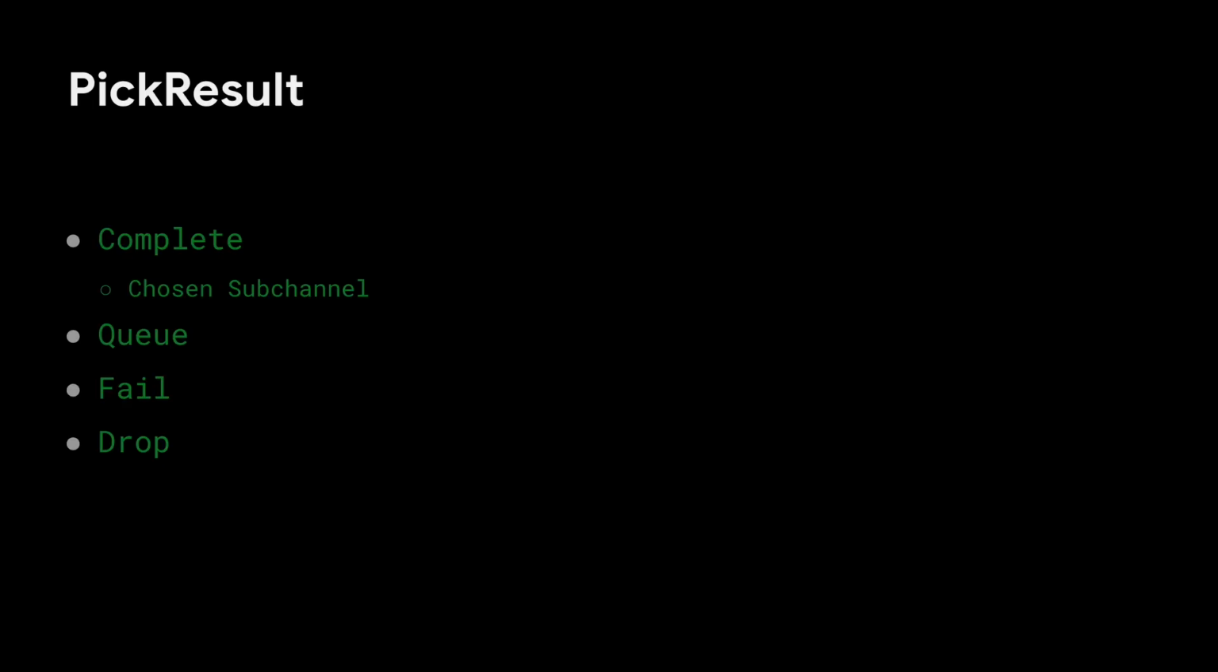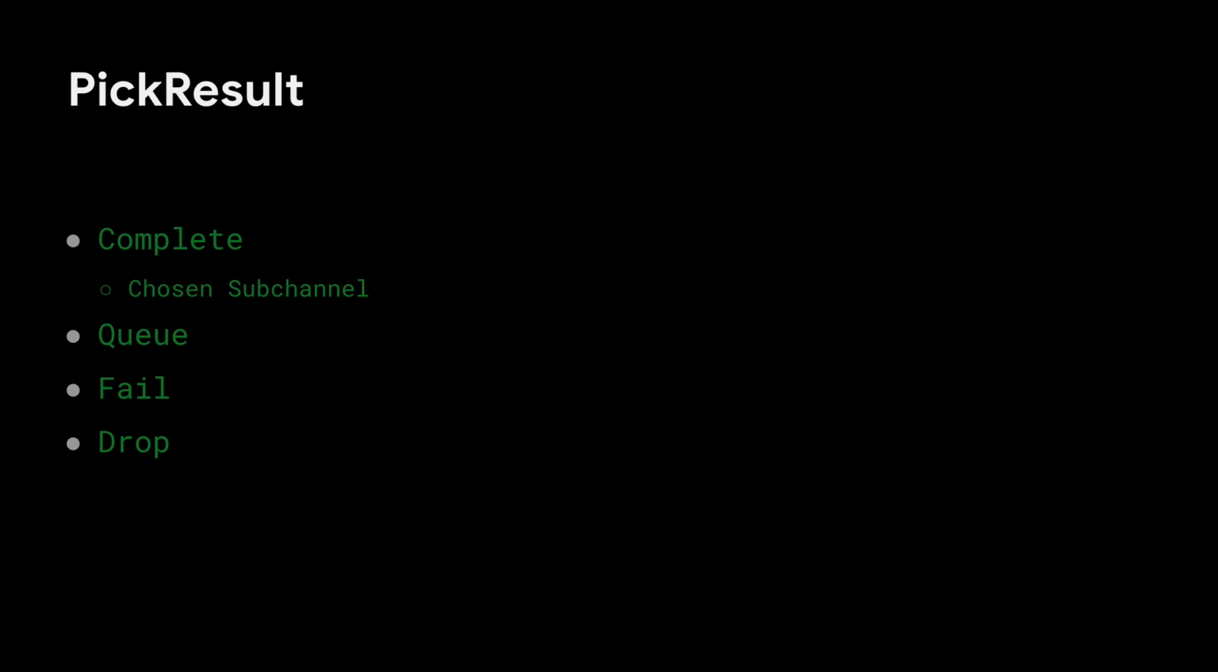So the first one is complete. This is the case where the picker can actually select a ready subchannel to service the RPC. The second one is queue. This is the case where the picker can't find a ready subchannel, but it's working on getting one, like for example, there might be a connection request that's ongoing. So in this case, the picker lets the channel know that it has to queue the RPC, and the channel will retry the RPC when a new picker is generated.